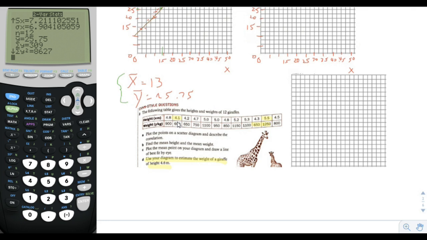And so for the x-axis, I'm going to just start at 4.0. And we're basically going to go up to 6.0. So we'll do 4.0, 4.2, 4.4, 4.6, 4.8, 5.0, 5.2, 5.4, 5.6, 5.8, 6.0. Okay? All right. And on the y-axis, we'll start at 600.